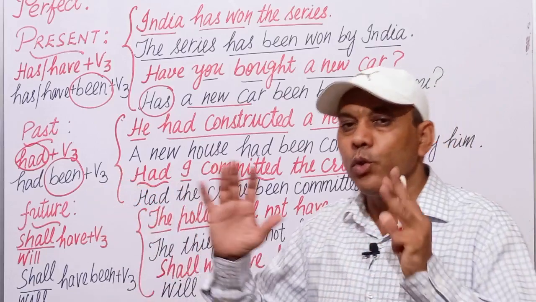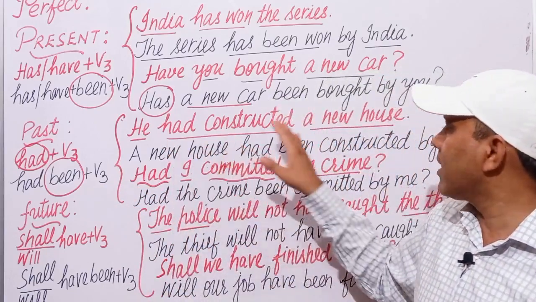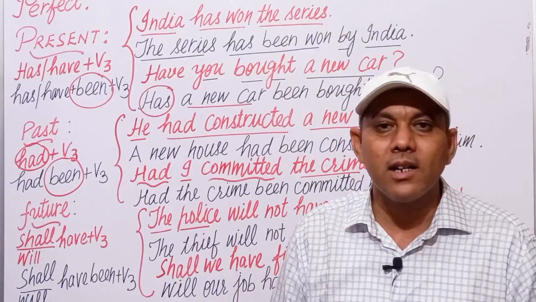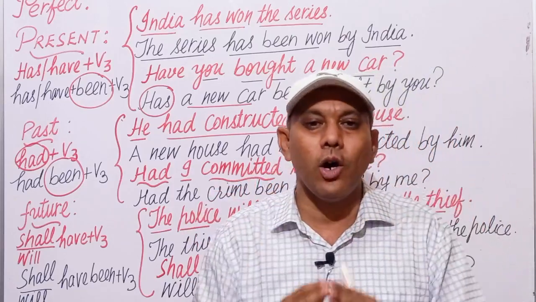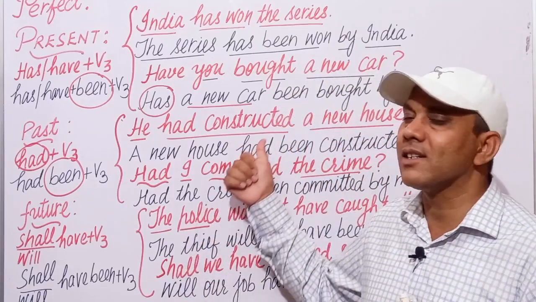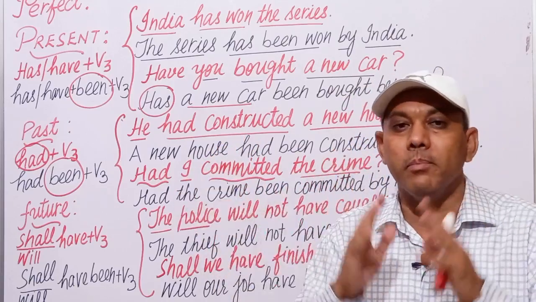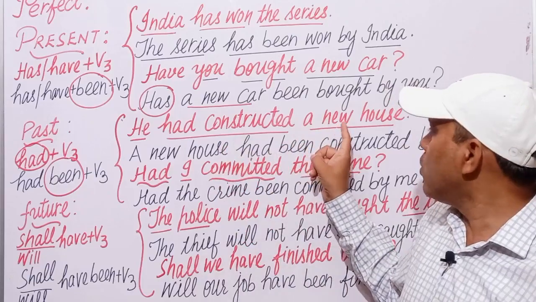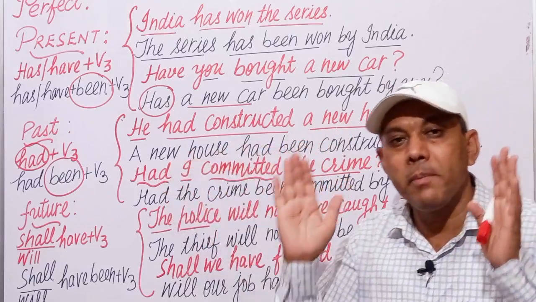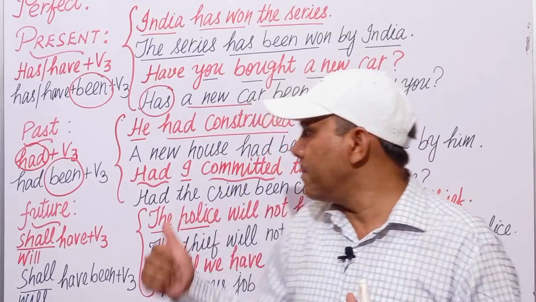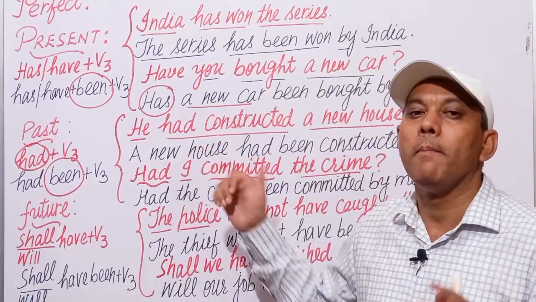Let us take a few examples. He had constructed a new house. Here, he is the subject, a new house is the object, and had constructed is the past perfect tense verb. Now, a new house had been constructed by him. This is the simple sentence, active into passive.